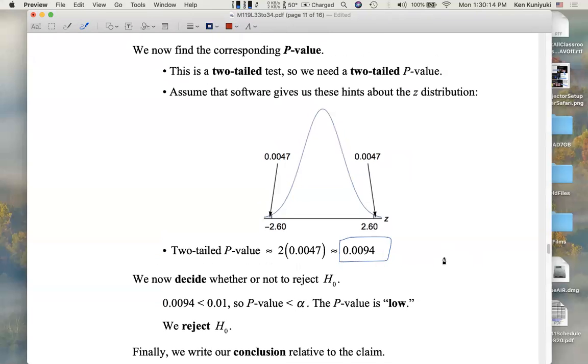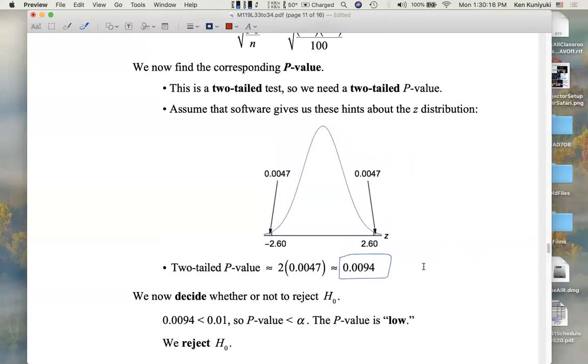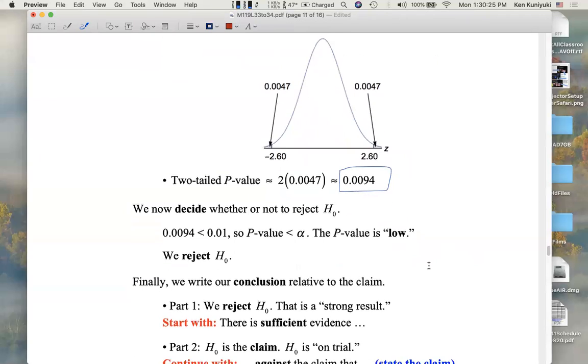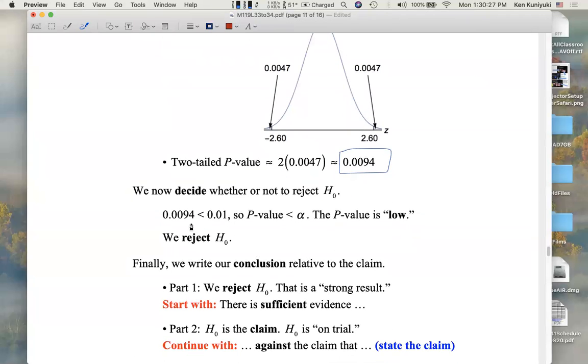All right. Now, well, think about it, 0.0094. Right off the bat, that sounds pretty low, right? It sounds like the null is likely to go. But when we decide whether or not to reject the null, yes, we do reject the null. The p-value is too low. When the p-value is low, the null must go. We do reject the null.